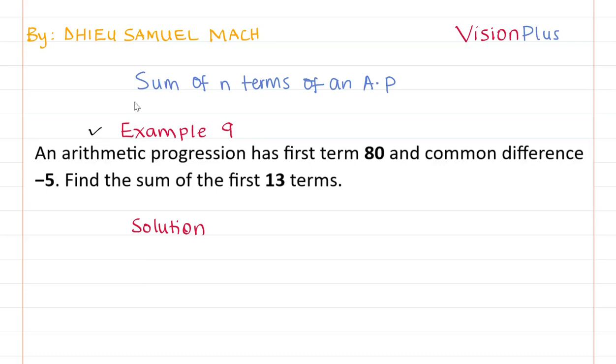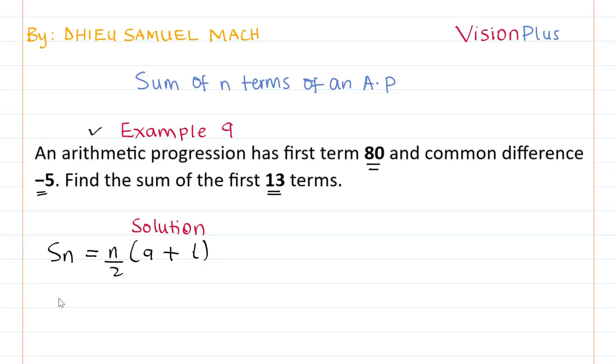Example 9. The sum of the first n terms of an AP. An arithmetic progression has the first term 80 and a common difference of -5. Find the sum of the first 13 terms. The formula we are using is the sum of the first n terms is given by n over 2 into the first term A plus the last term L.